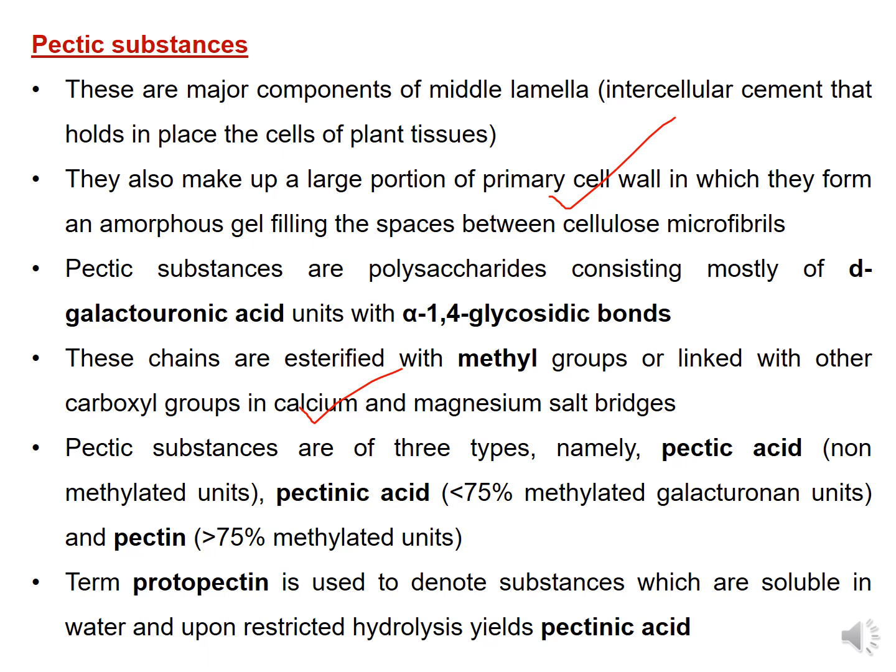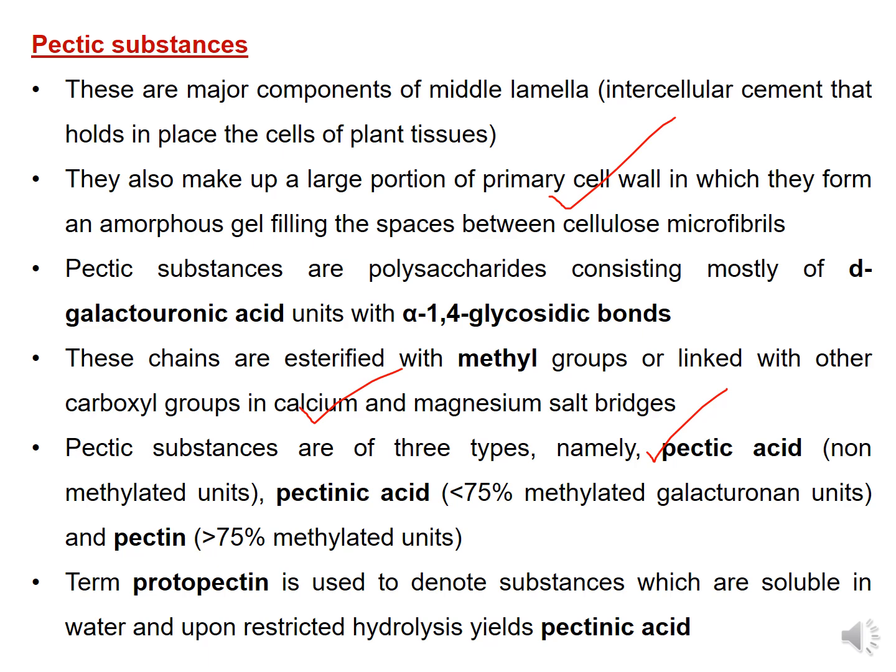So what are those three types of pectic substances? First one is the pectic acid, which is a non-methylated unit. The second one is the pectinic acid, where less than 75% methylated galacturonic units used to be there. And third one is the pectin, where more than 75% methylated units used to be there.